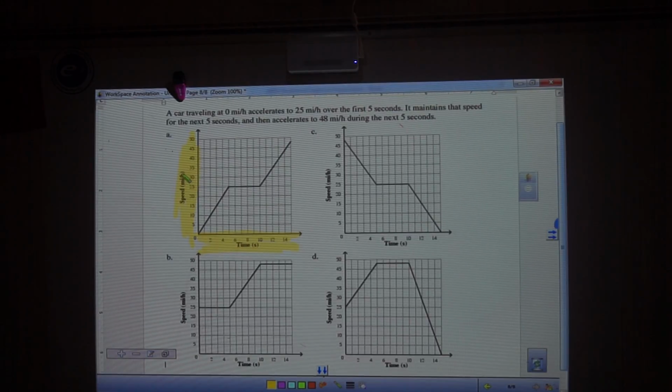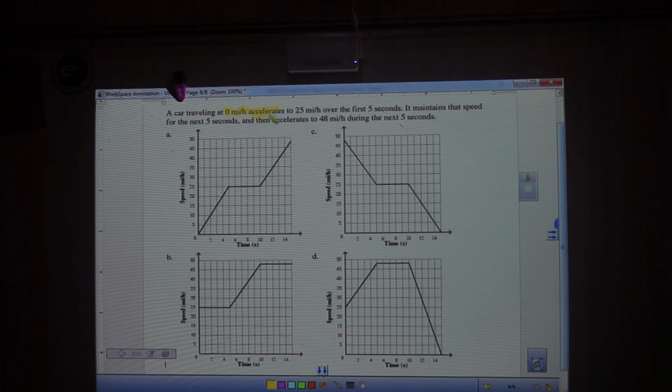So what this reads, it says, a car traveling at 0 miles an hour accelerates to 25 miles an hour over the first 5 seconds. It maintains that speed for the next 5 seconds and then accelerates to 48 miles an hour during the next 5 seconds. So what we're looking to do is look at which of these graphs, A, B, C, or D, best represents this situation.